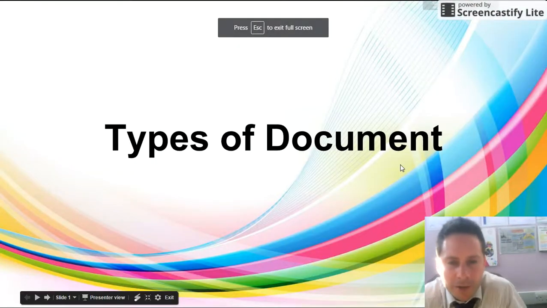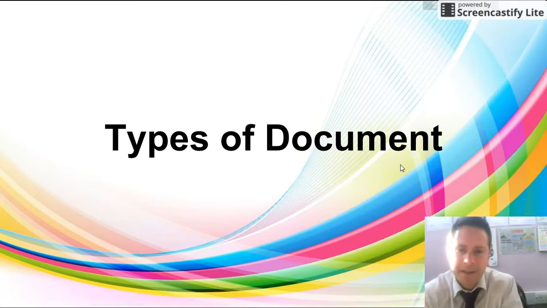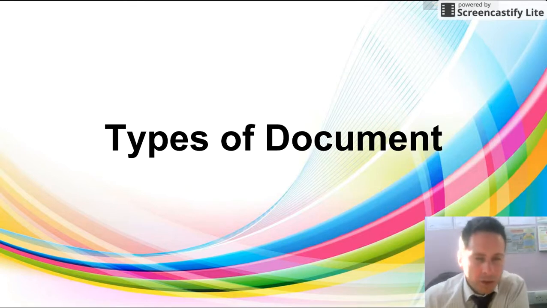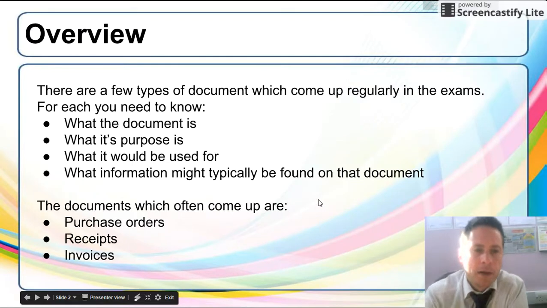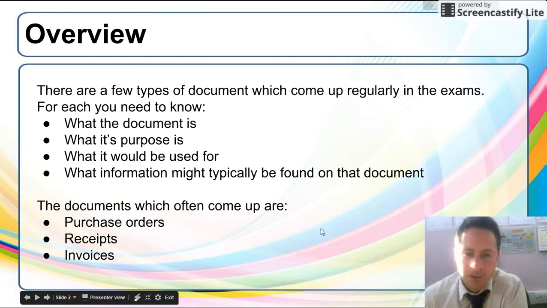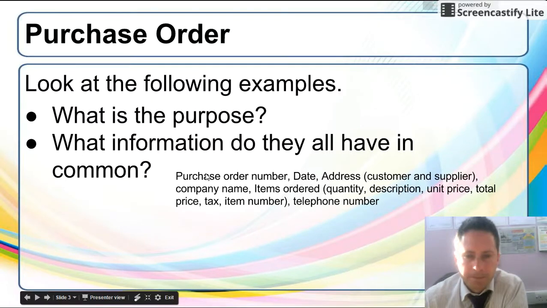Right, this section is about types of document, something that might come up in the exam. There are three main types of document that you need to know about. You need to know what types of things are usually on them, why, and what the purpose of the documents is. So, the three documents we're going to look at are purchase orders, receipts, and invoices, all with a slightly different purpose. We've got some examples here.